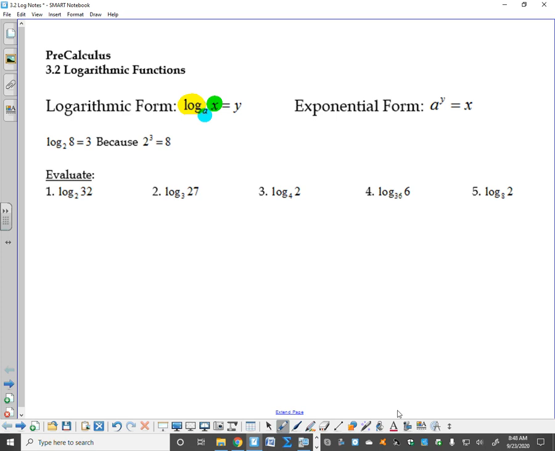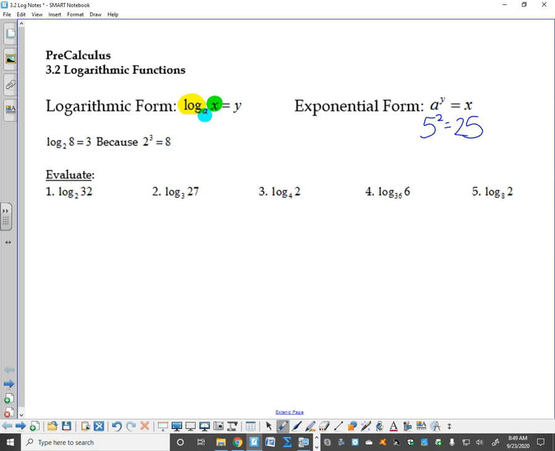Okay, now log form and exponential form are inverses of each other. So they're cousins. Exponential form, which we've already dealt with, a to the y equals x. Okay, so let's write something that's a true statement. Let's say 5 squared is 25. Okay, and that is exponential form because I see an exponent.